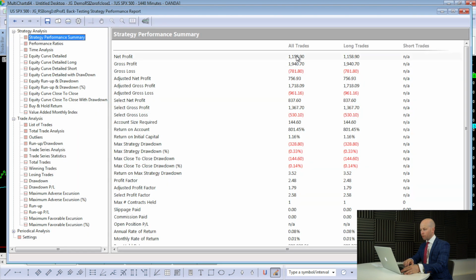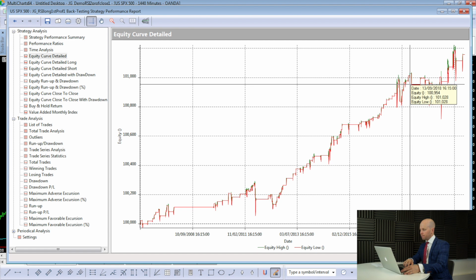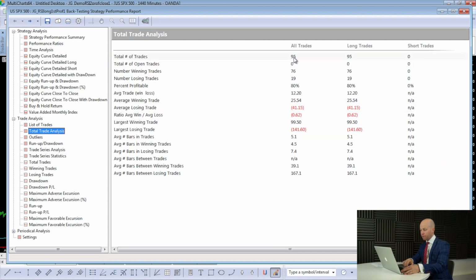We've got a net profit of 1,158 ticks. We've got a maximum strategy drawdown of 328 ticks. The equity curve is quite nice. It's moving in a nice direction. This strategy, interestingly, did have a bad period starting around the end of 2018, but nice to see that it's recovered since then. We got 95 trades over that period, 80% profitable. The average trade is 12.2 ticks, and we've got a largest losing trade of 141 ticks.